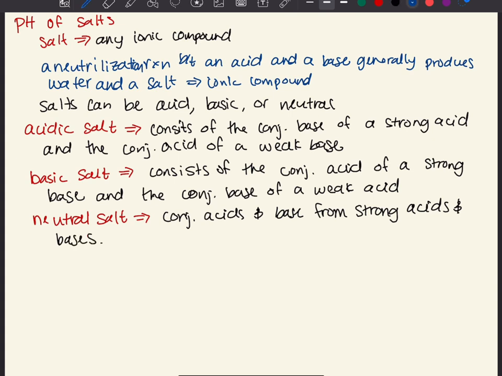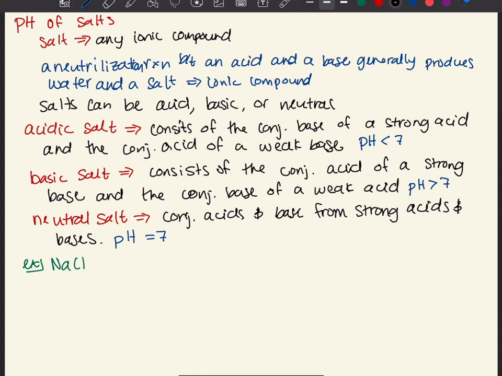Now, when you're looking at the pH level of these different salts, the acidic salts will have a pH that is less than 7. Basic salts will have a pH that is greater than 7. And neutral salts will have a pH that is equal to 7. So let's look at an example. The first example we can look at is sodium chloride.